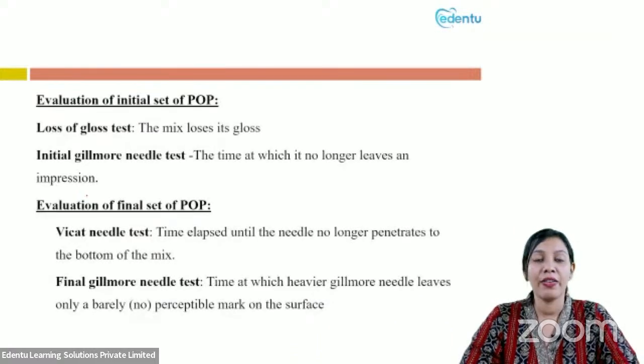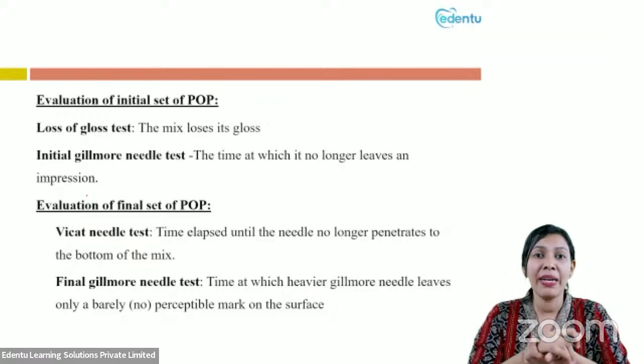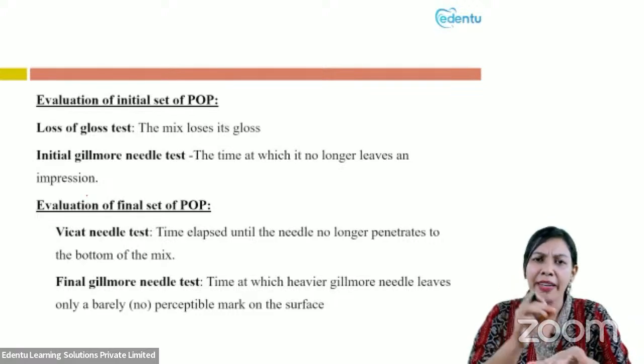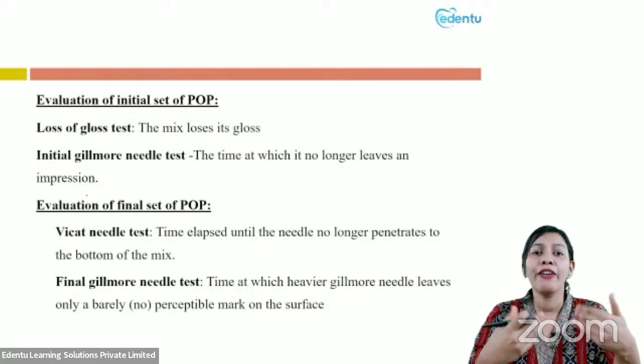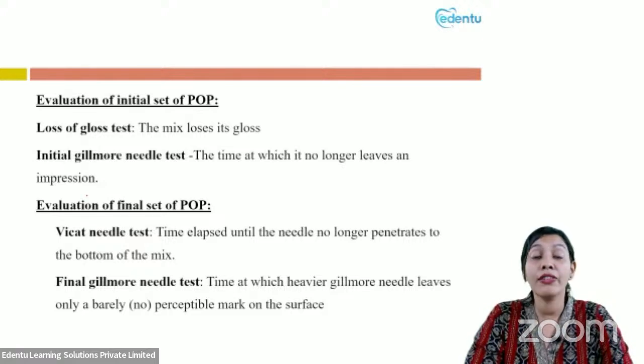The next thing we need to study is the various methods by which we find out whether there has been a complete setting of the gypsum product which we have used. How do we find out the compressive strength, the time at which a material sets, etc.? These are the various methods by which we evaluate the setting of gypsum products. The first is the loss of gloss test.